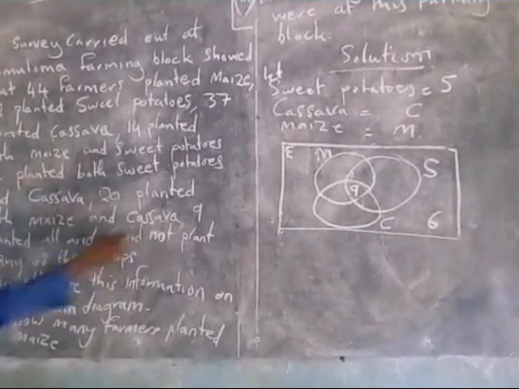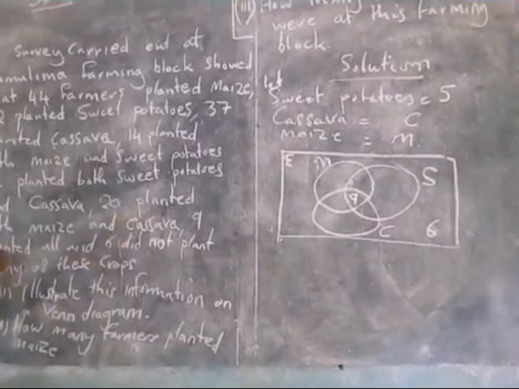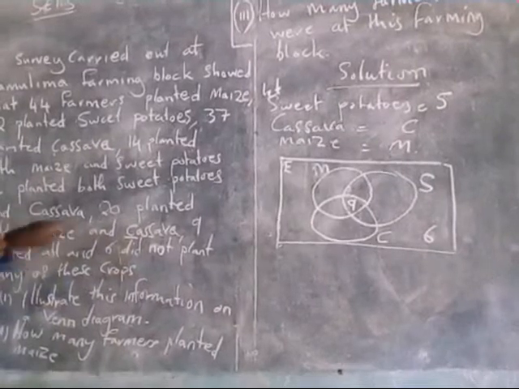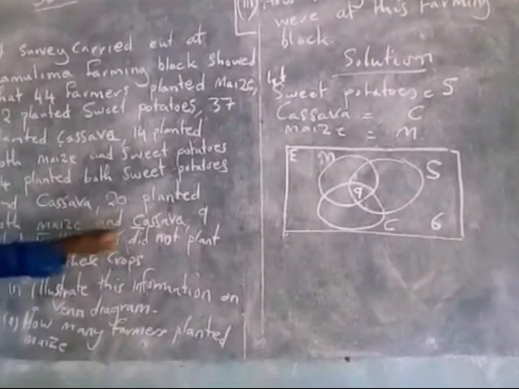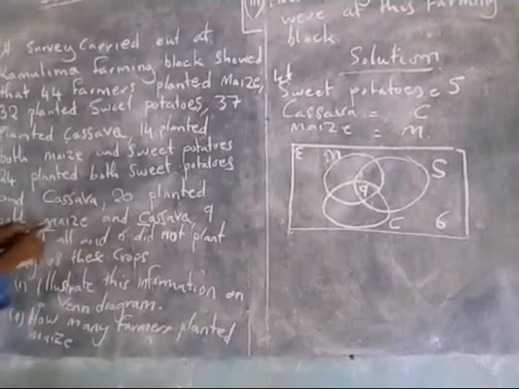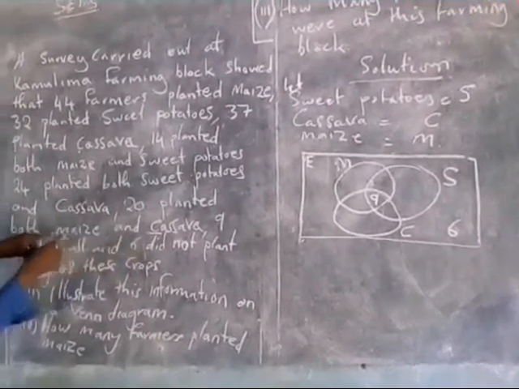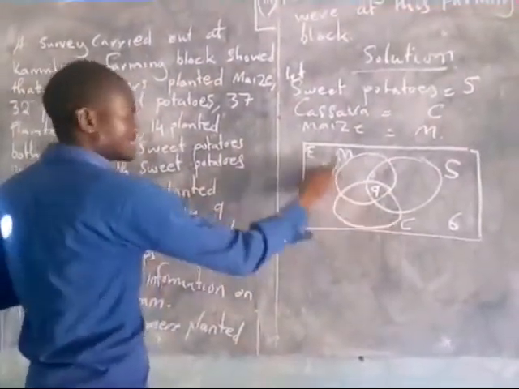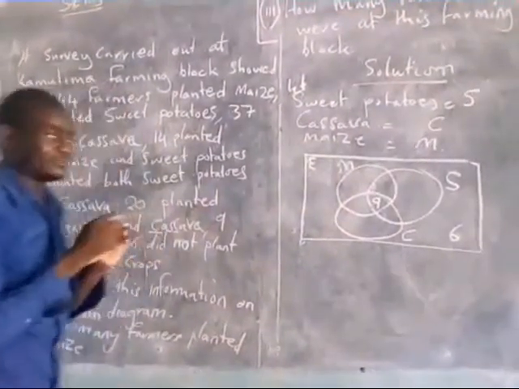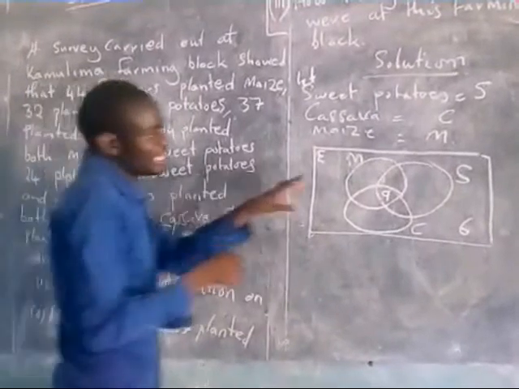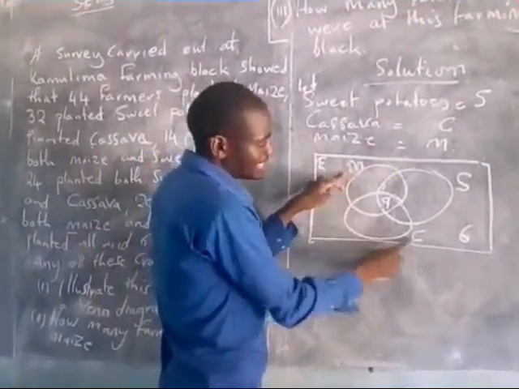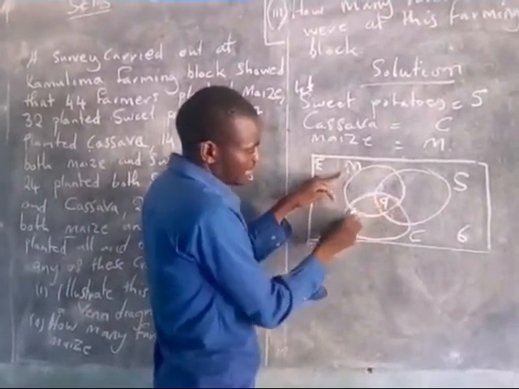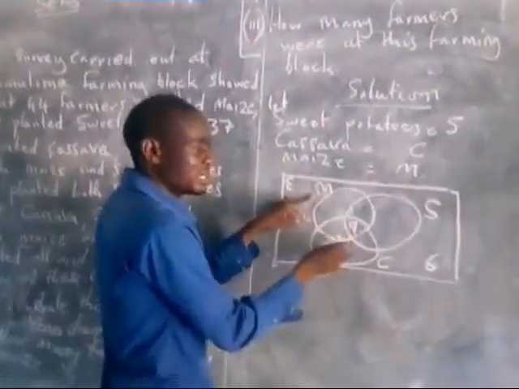So, after 9, we are told 20 planted both maize and cassava. M and C. 20 of them planted maize and cassava. So I'm going to look for the intersection set of both cassava and maize. Cassava is C, maize is M, and we are told there are 20. So the intersection set of M and C includes the whole of this set. The whole of this. And we are told that in this set there are supposed to be 20.